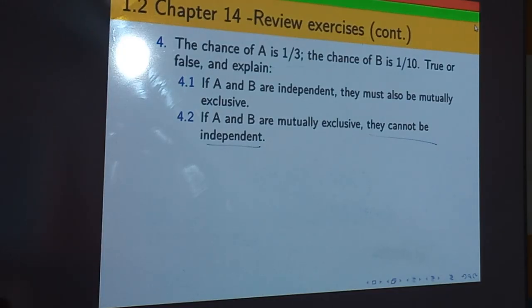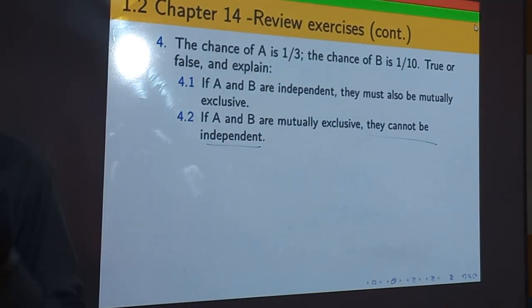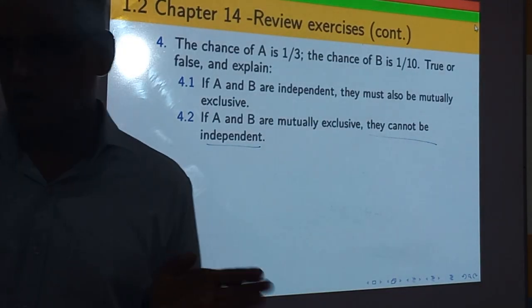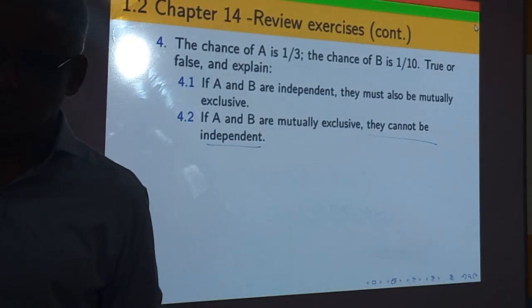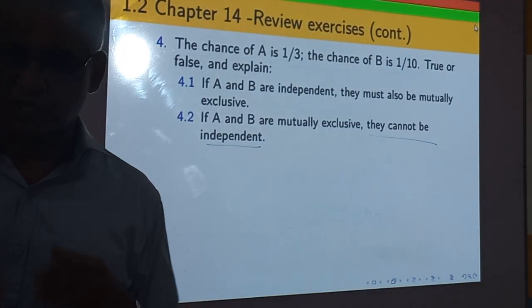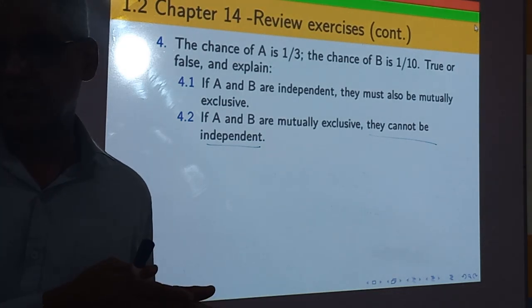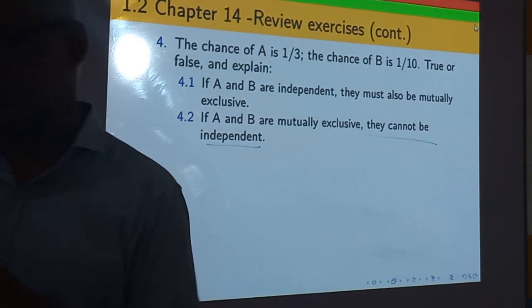Yeah. But practically also you can just think like this. If A and B are mutually exclusive, what does it practically mean? That means if A occurs, B cannot occur at the same time. So if A occurs, B cannot occur, or if B occurs, A cannot occur. So whether B occurs or not depends on whether A has occurred.